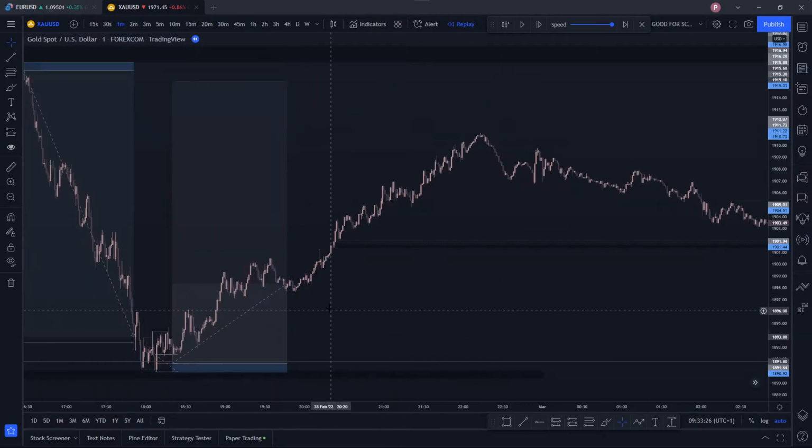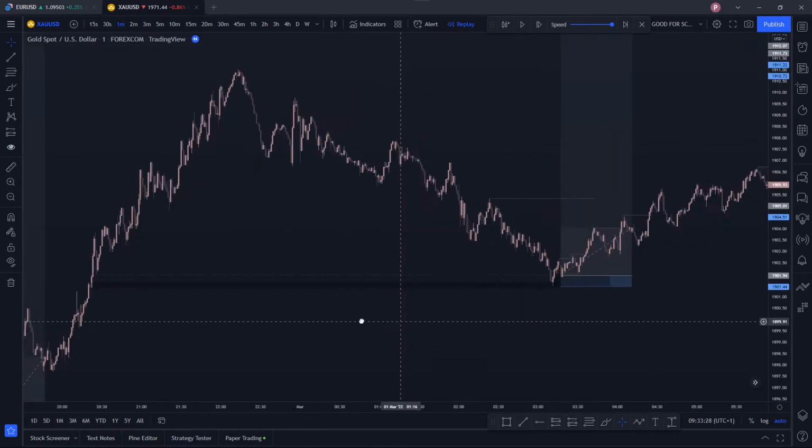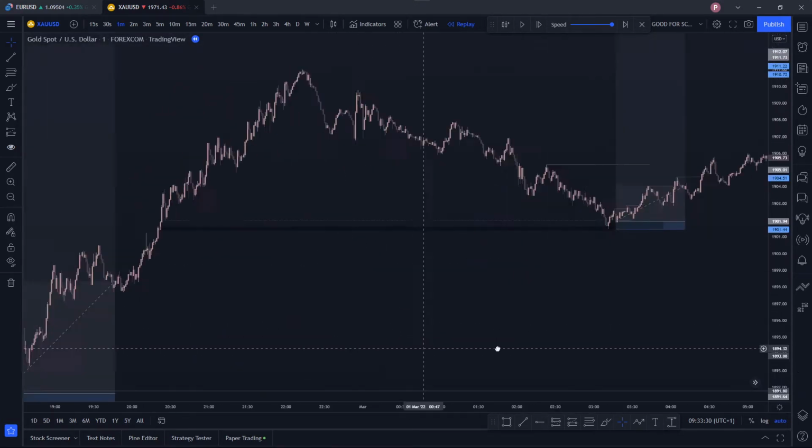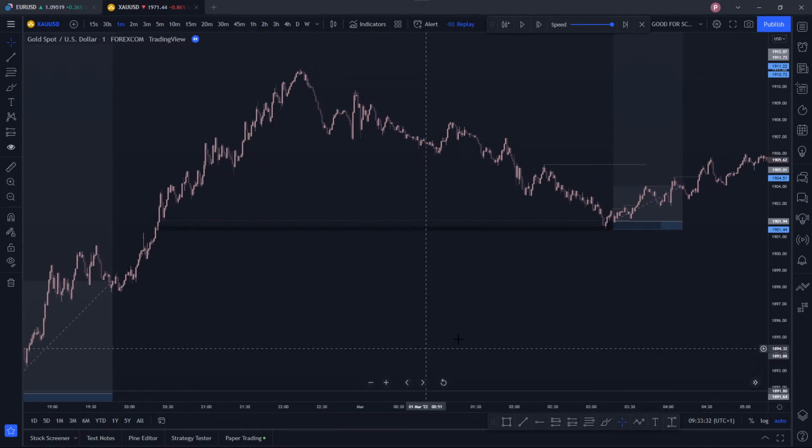And then when price continued moving, this third buy here, a lot of people have asked me questions, but I think it's very easy. It's all about just playing your entry confirmation.